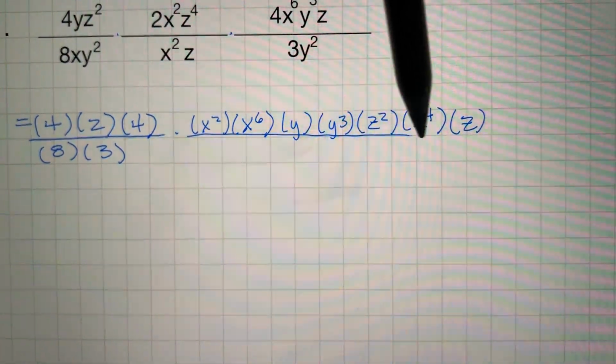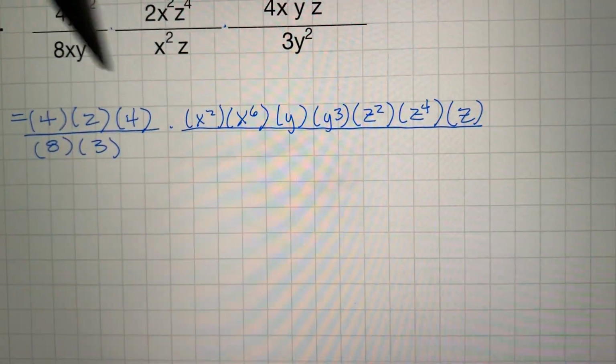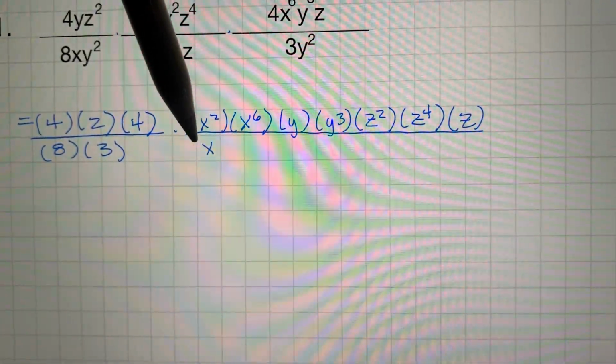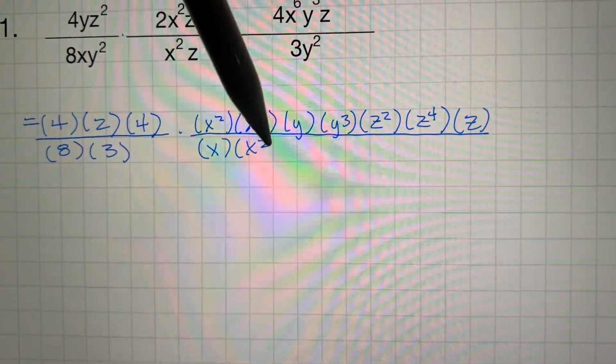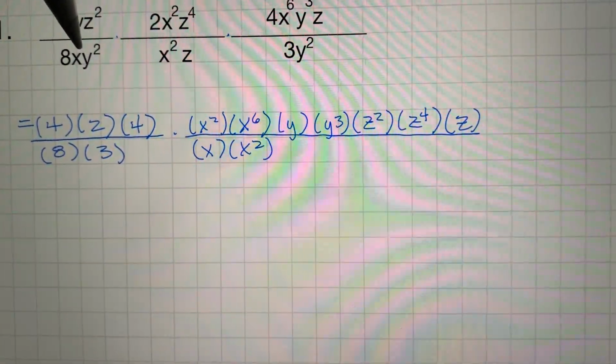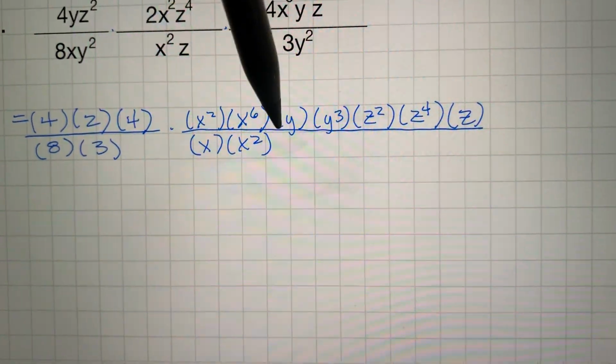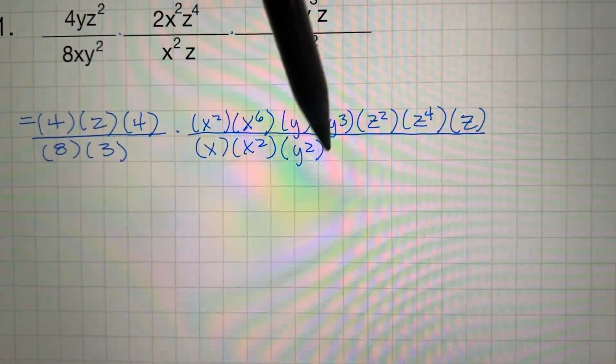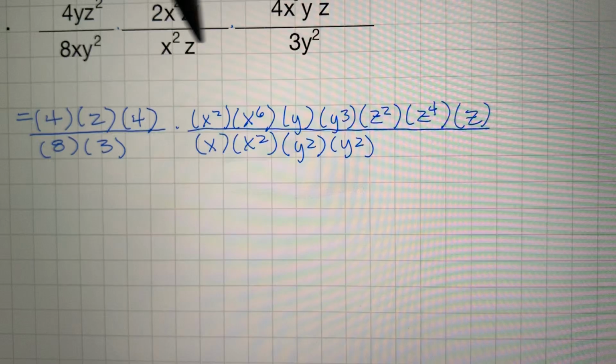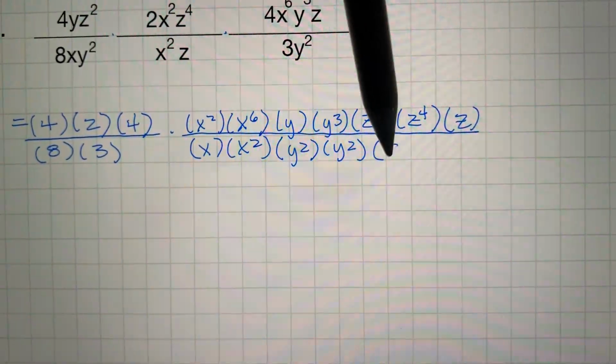Okay, and the bottom part, we have x times x squared, then we have y squared times y squared times z.